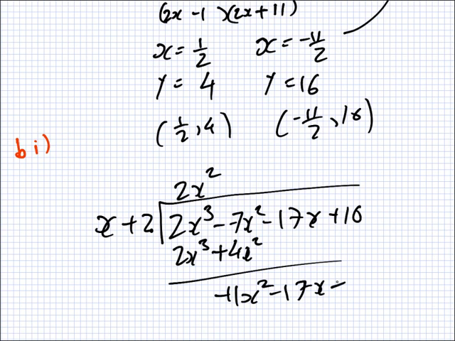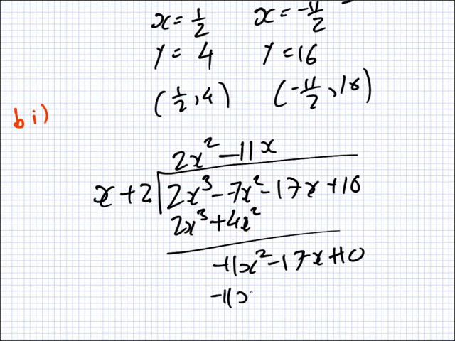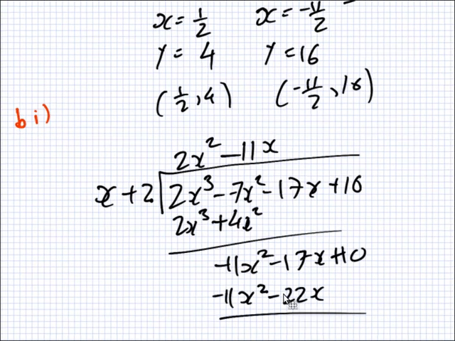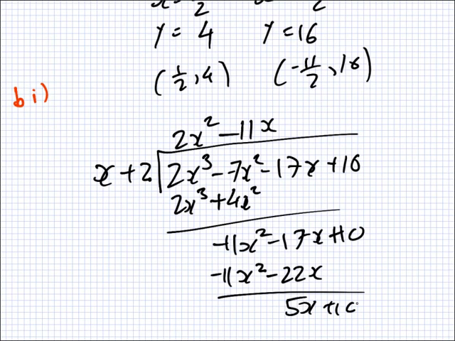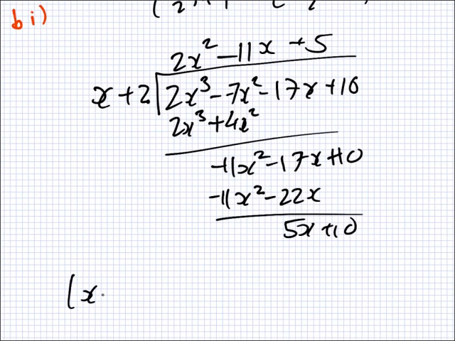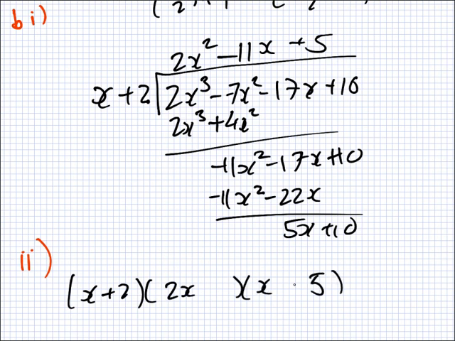So the next one has to be minus 11x. Minus 11x squared minus 22x. Oh, good. So this means the last one has to be 5. So our factors are x plus 2. This is part 2, isn't it? And the factors there would be, it looks like, 2x and 5, 1, minus.